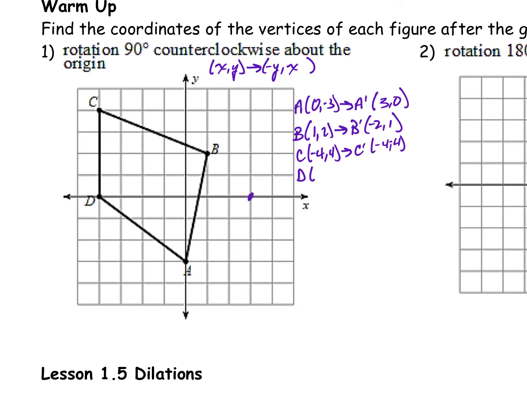And D is located at -4, 0. So D prime is going to be located at, where's D prime going to be located? D prime, 0, -4. Yeah. Since 0 can't be negative, it's just 0. There's no such thing as -0. You guys okay with that? Yes. Okay, awesome. Thank you, sweetheart.